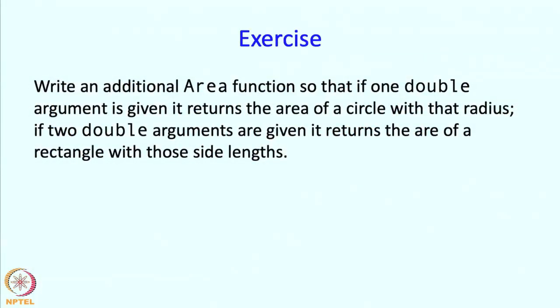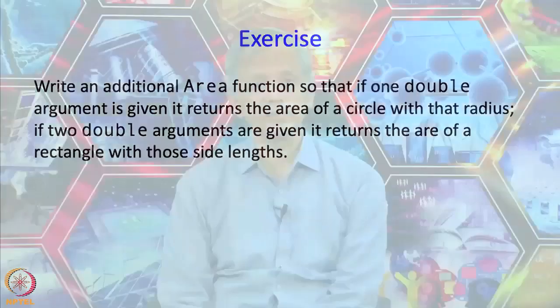So, here is a quick exercise. The area function that we wrote was taking shapes as arguments, but you can have additional area functions, and you are asked here to write an area function so that if one double argument is given, it should be interpreted as requesting the area of a circle with that radius. And if two double arguments are given, it should be interpreted as requesting the area of a rectangle with those side lengths.